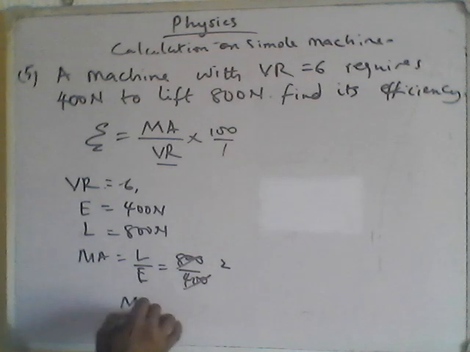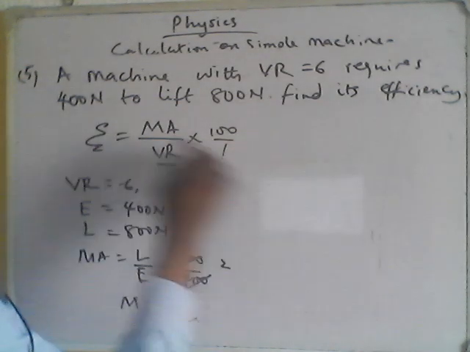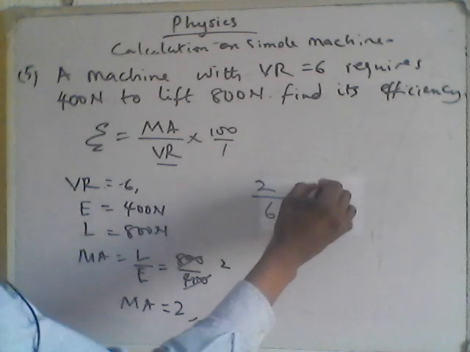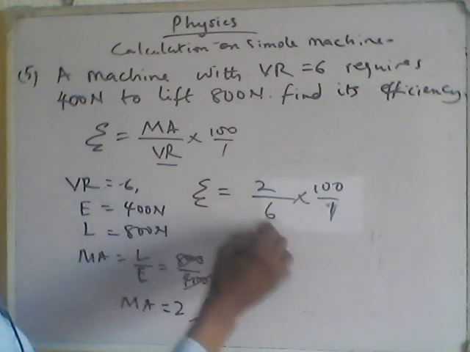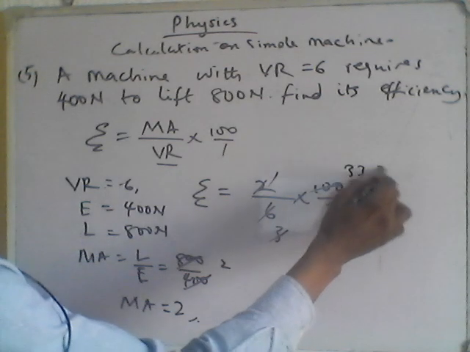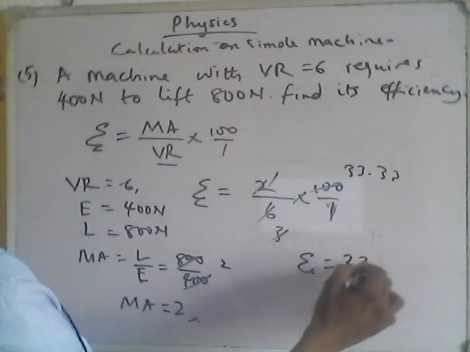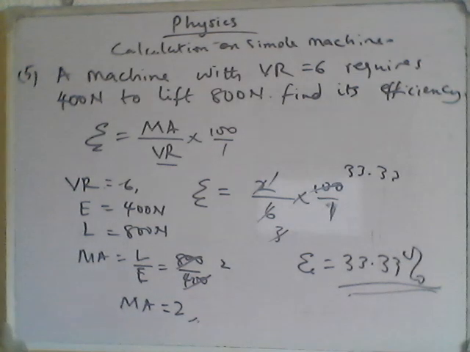MA is 2. If I put it here, I have MA, 2, over VR, 6, times 100 over 1. So I can get mechanical efficiency. 2 over 6 is 0.3333, so efficiency is 33.33%. That's the answer. Okay, so we will go on to elasticity in this video.